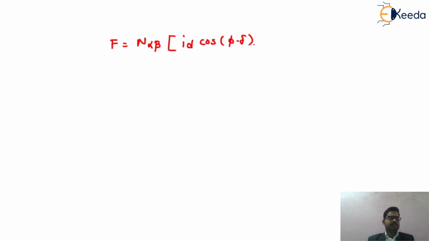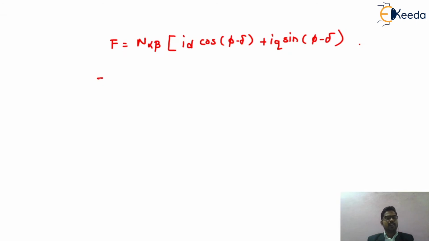So again I can write this term for the sake of understanding. We can get again F in alpha beta is equal to Id into cos phi minus delta plus Iq into sine phi minus delta. Now we can rewrite this equation by means of direct and quadrature axis current.